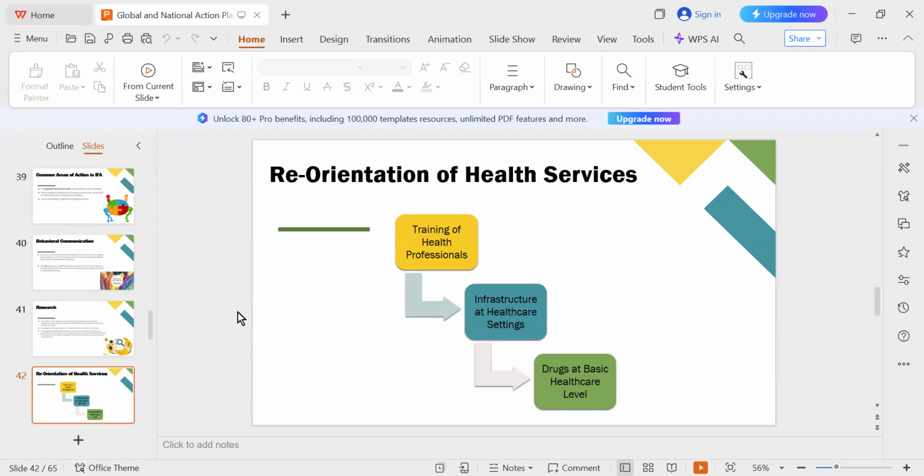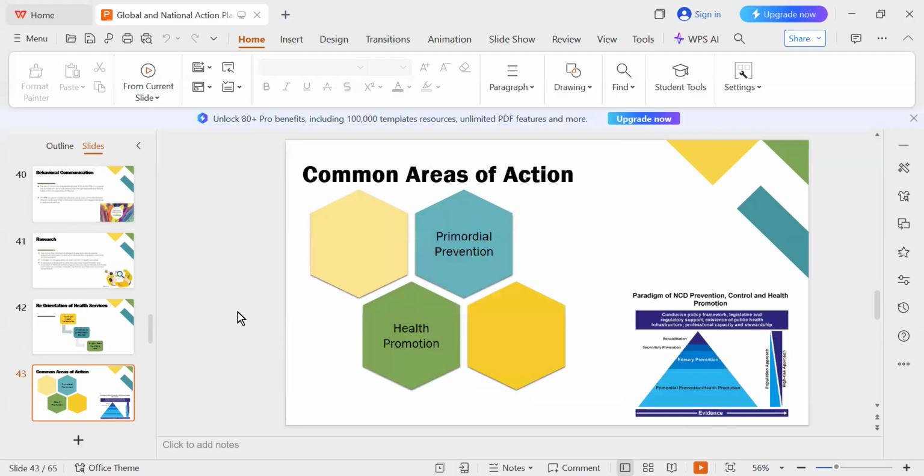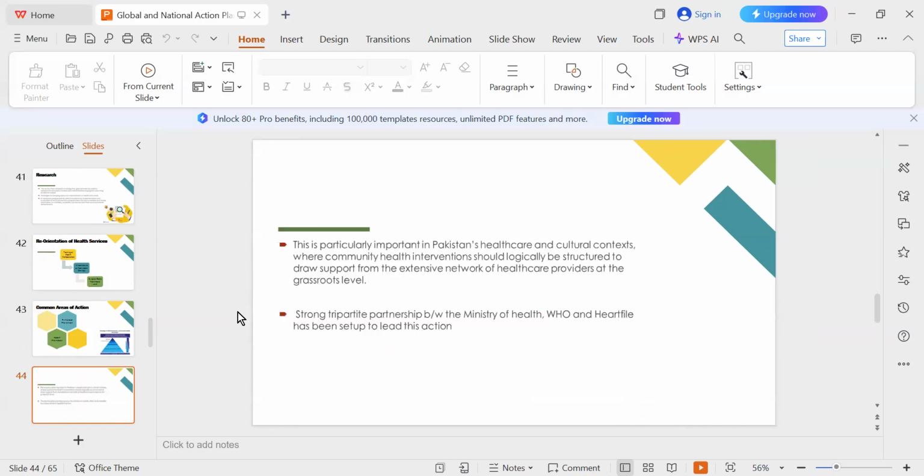Reorientation of health services includes training of health professionals, then infrastructure at healthcare settings, and then drugs at basic healthcare levels. Common areas of action are primordial prevention, that is related to health promotion. This is particularly important in Pakistan's healthcare and cultural context, where community health intervention should logically be structured to draw support from the extensive network of healthcare providers at the grassroots level. A strong tripartite partnership between the Ministry of Health, WHO, and Hartwell has been set up to lead this action.